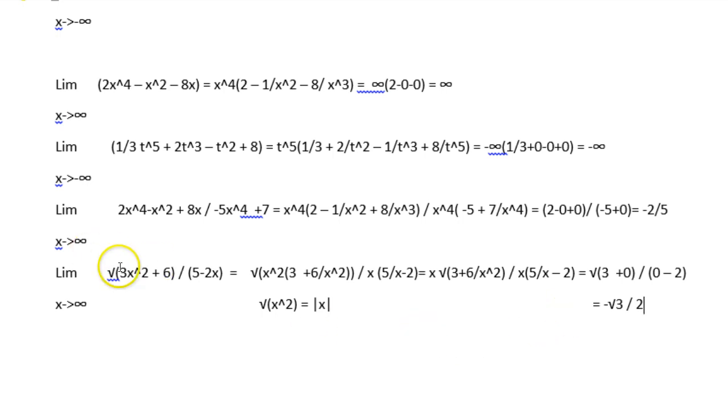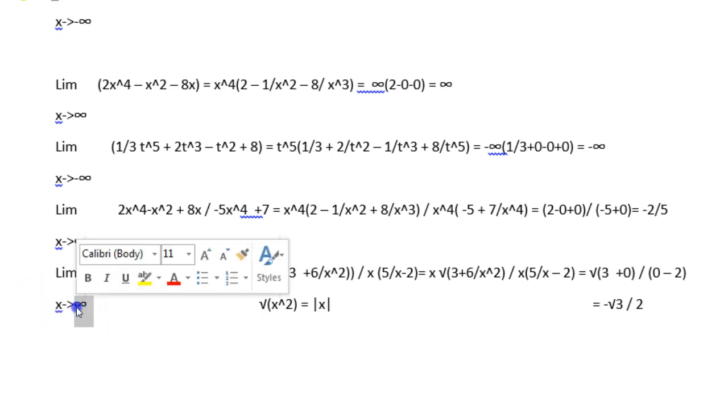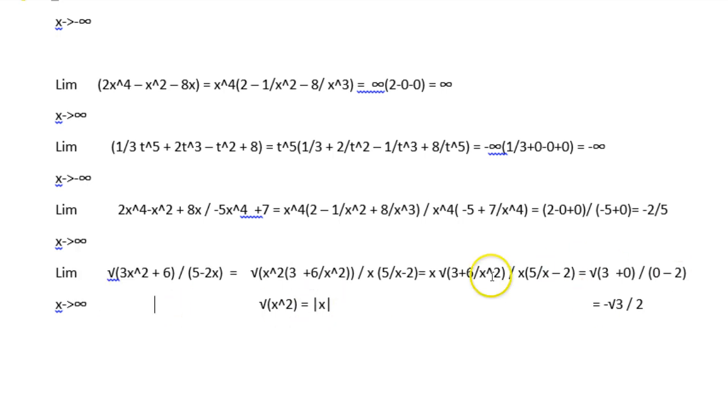But you have to be careful when you're doing the square root of an x squared, or any variable with an even exponent, because you have to think about both the positive and negative of it. You have to think about what x is actually approaching. If it's approaching negative infinity, we would have a negative x in here. All right, but that's it for limits approaching infinity.